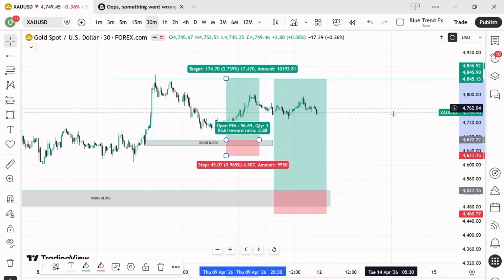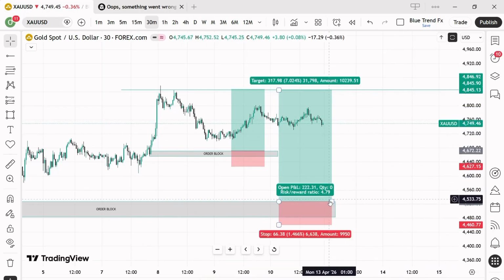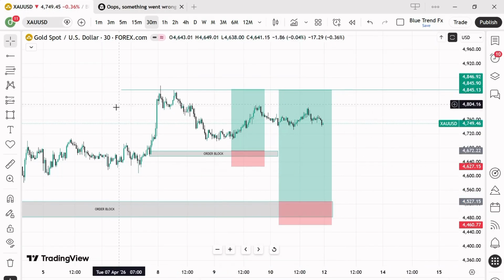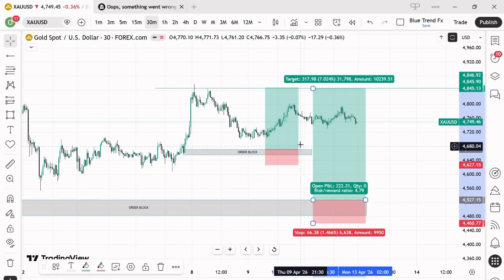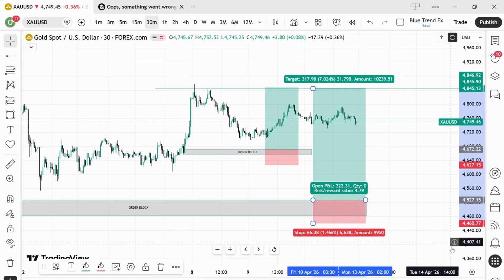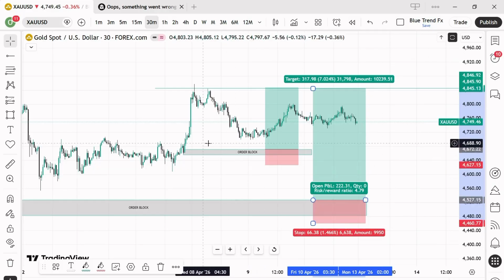So this is what I have on gold for the week. If you just want to take a screenshot, please go ahead. The coordinates are right here.